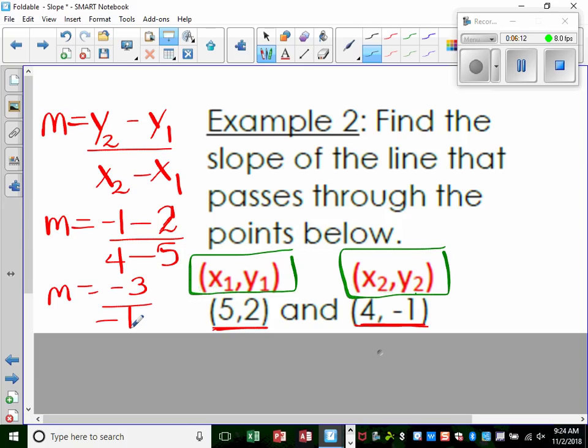But a negative divided by a negative is a what? So we just leave that as +3. Okay. Please don't leave it as -3 over -1. You got to say a negative divided by a negative is a positive. All right. Very easy formula to use. All right. Let's go to the next one.